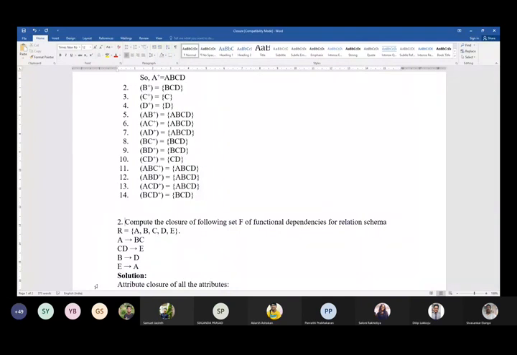This will help you whenever you work out problems, like checking whether a decomposition is a lossy decomposition or lossless decomposition, and whether the functional dependency is preserved in the decomposed relation. We go for this closure property. Once you know how to compute the closure for a particular attribute in a relation, only then will you be able to solve that problem.